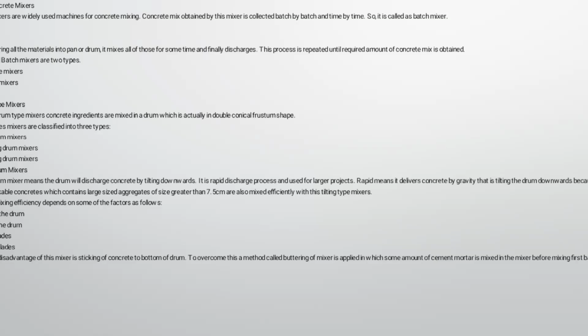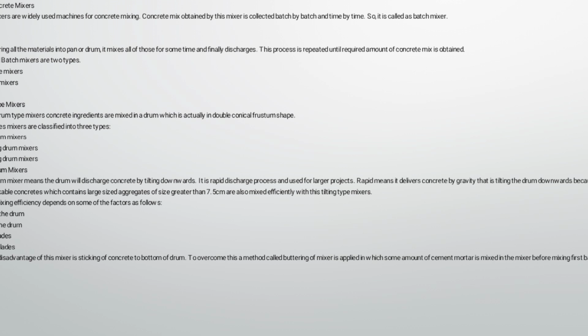The tilting drum mixer is discharged by tilting downwards, and it is mostly used for large projects. Its rapid discharge means that the concrete is delivered by gravity as the drum is tilted downwards. It has low workability, and it handles large aggregates of size greater than 7.5 centimeters. Its mixing is also efficient.